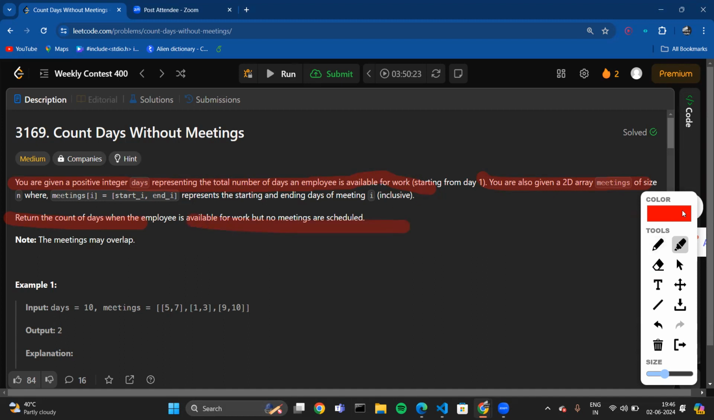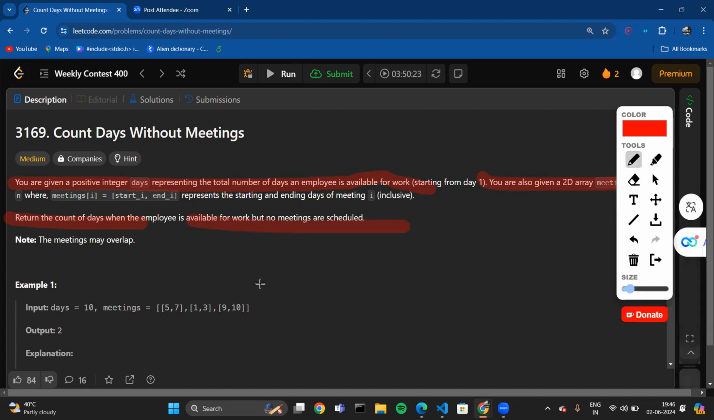Let us understand this. We are given two things. First is days. What does days indicate? Days is the maximum, starting from one, that a person can work. For example, if days is given as 10, then the person can work from day 1 to day 10. That is it. Now there is another thing given, which is a meetings array.